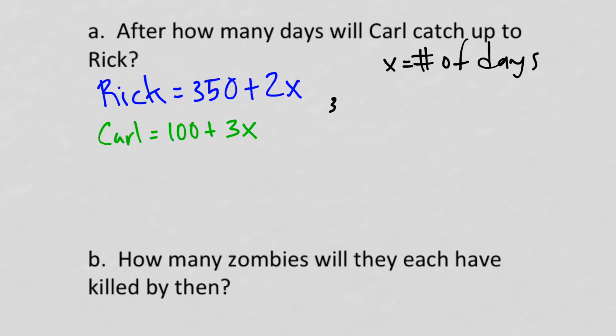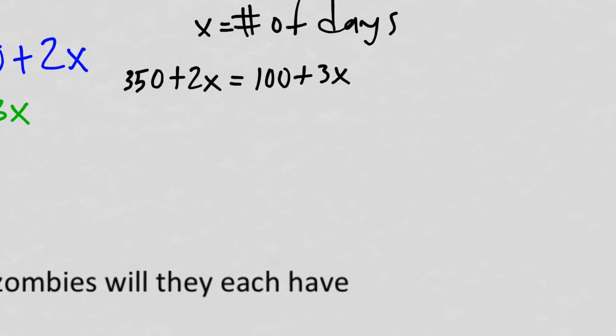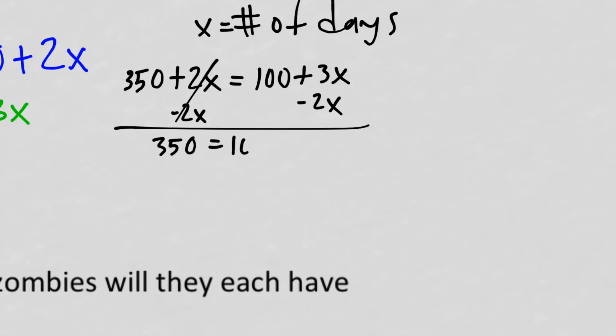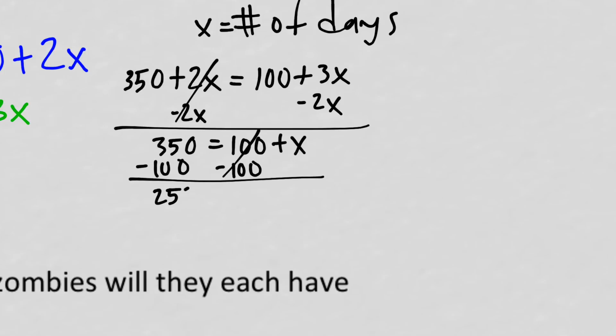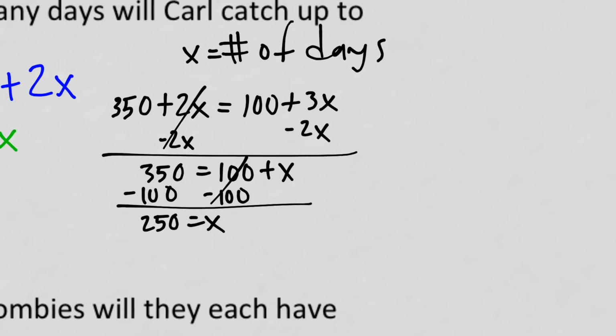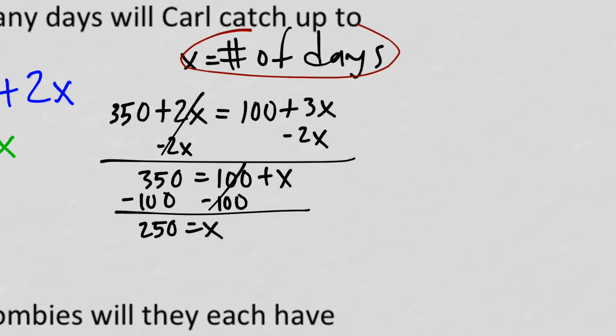So it's going to be 350 plus 2x, that's Rick, equals 100 plus 3x, that's Carl. We're going to isolate the x by subtracting 2x here. We're going to get 350 equals 100 plus x. Then we're going to subtract 100 to leave the x by itself. And that's 250 equals x. Remember, x represents the number of days.